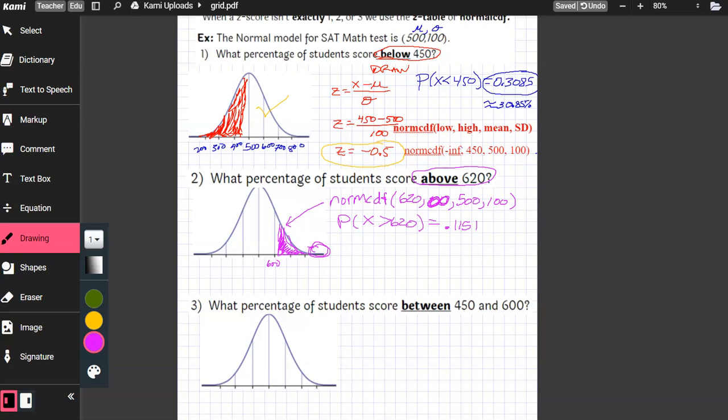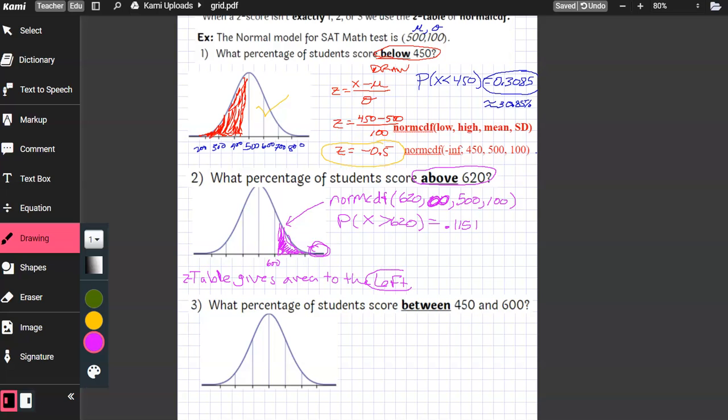One thing about the table, so for the table of values, the z-table gives the area to the left. So when you look at the table, it doesn't give you this right side. It'll give you the left. So it always gives you the area to the left of whatever value you are interested in right here.